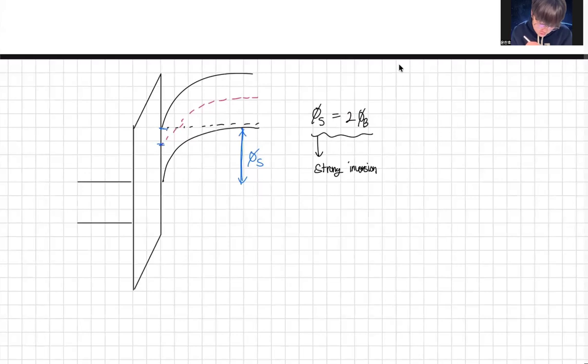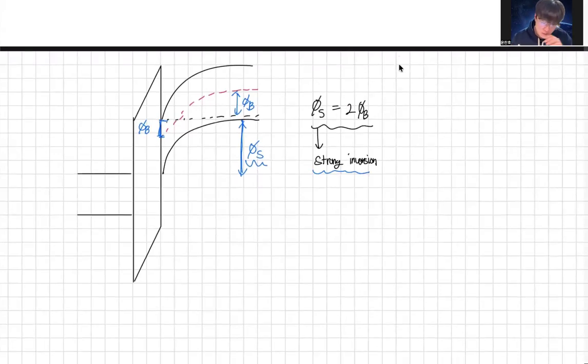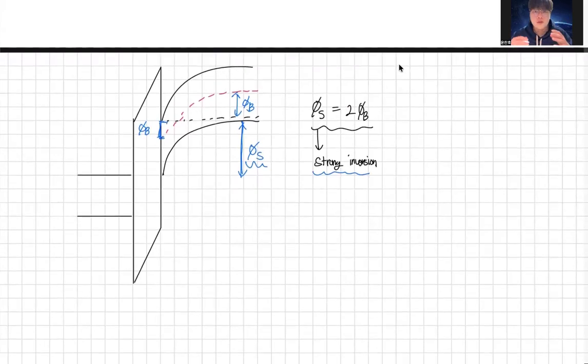So here, this is phi b. If phi s is 2 phi b, we call this phenomenon strong inversion, and the voltage that makes the strong inversion, at that time, we call the threshold voltage.